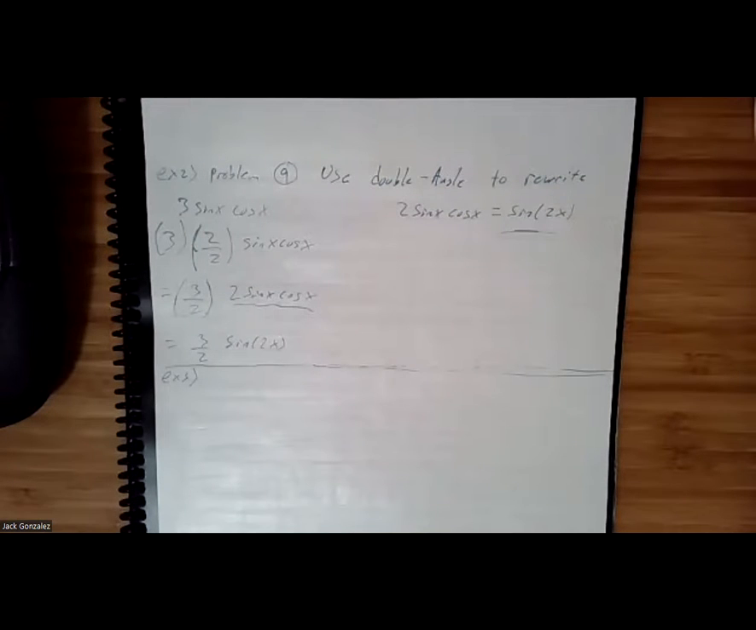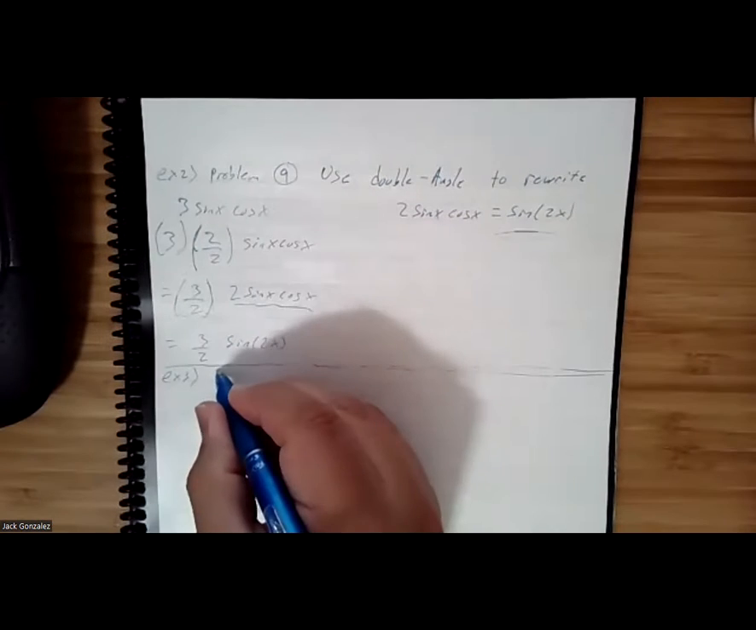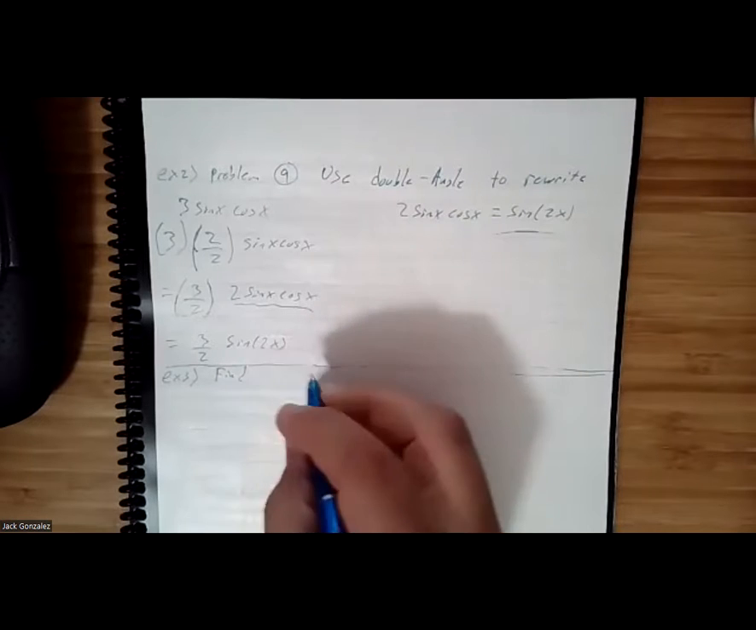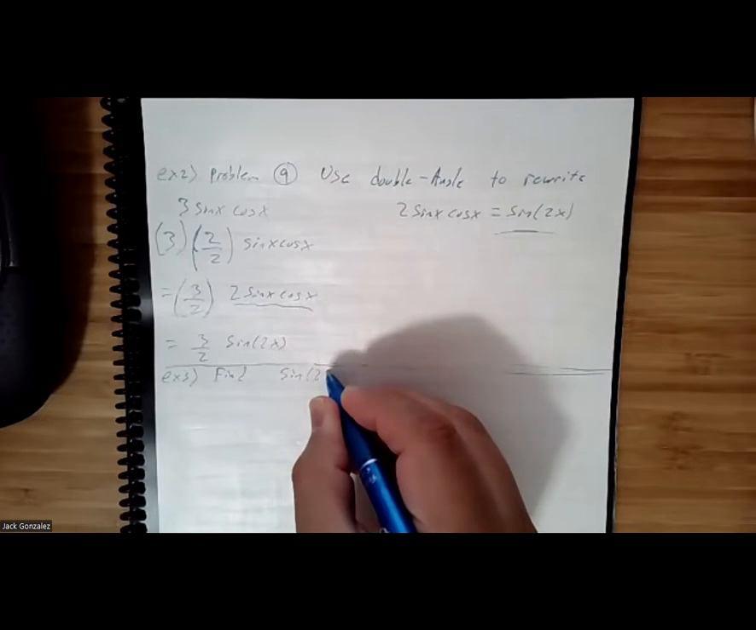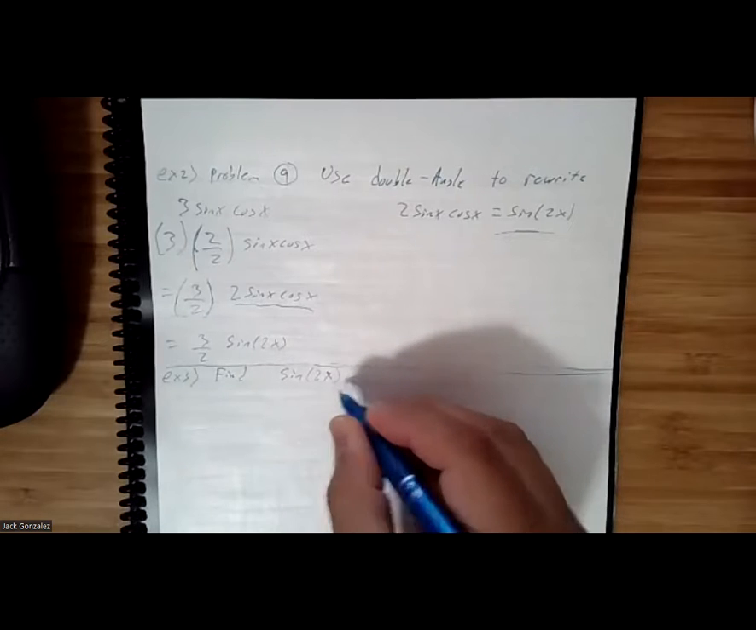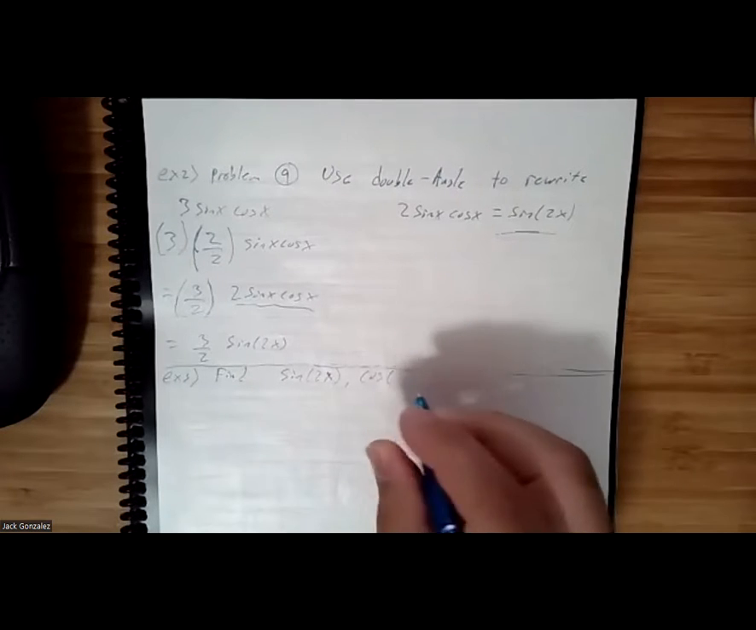Okay, so usually given conditions. All right. Find sine of 2u. This is problem 11.